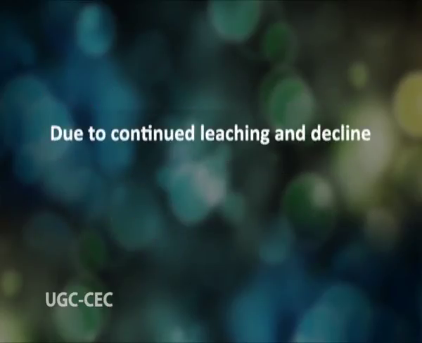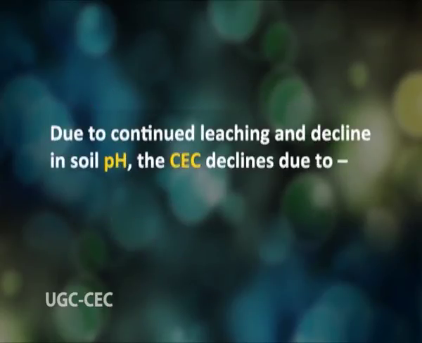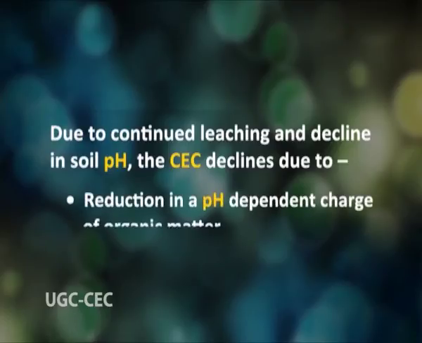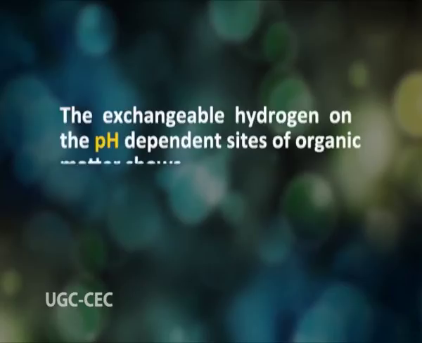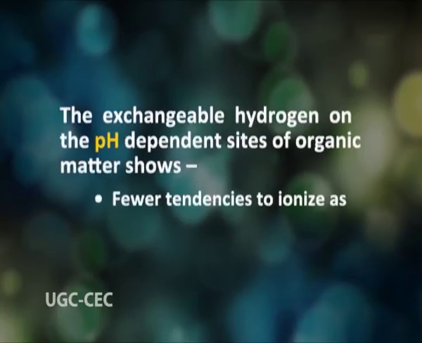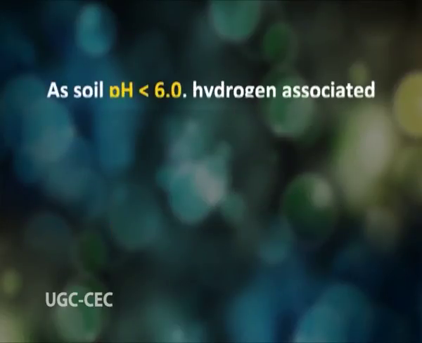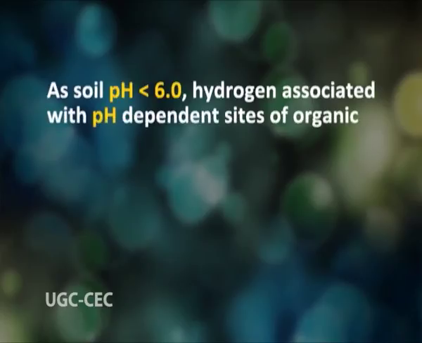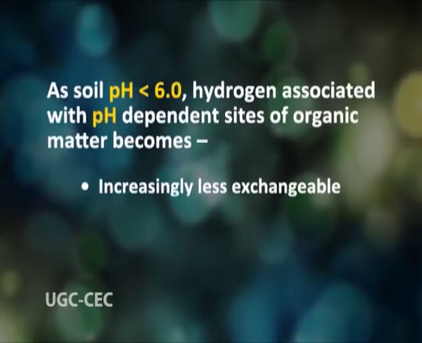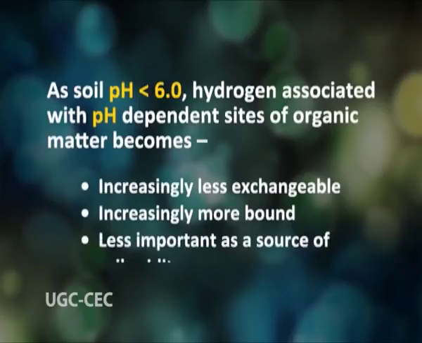As leaching continues and soil pH declines, the cation exchange capacity declines, in large part due to a reduction in a pH dependent charge of organic matter. The exchangeable hydrogen on the pH dependent sites of organic matter shows fewer tendencies to ionize as pH declines. Thus, as soil pH declines below 6, the hydrogen associated with pH dependent sites of organic matter becomes increasingly less exchangeable and increasingly more bound, and exchangeable hydrogen becomes less important as a source of soil acidity.